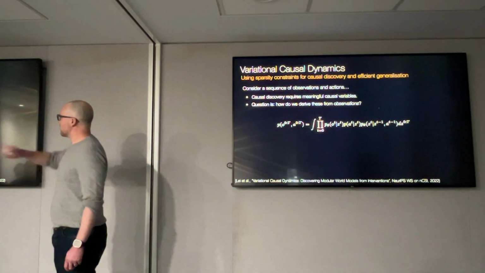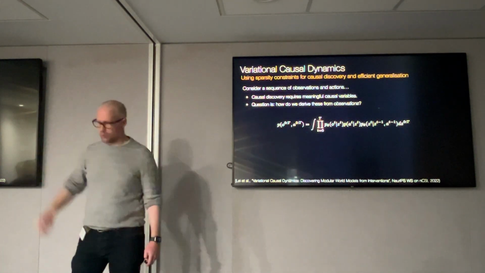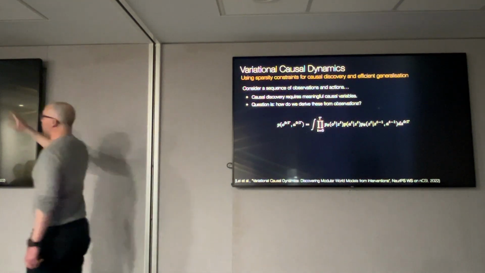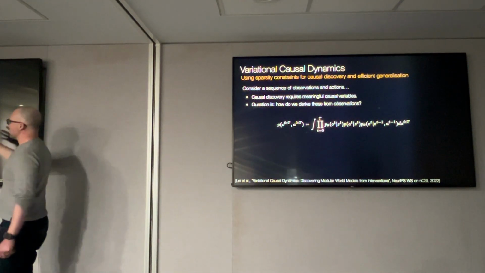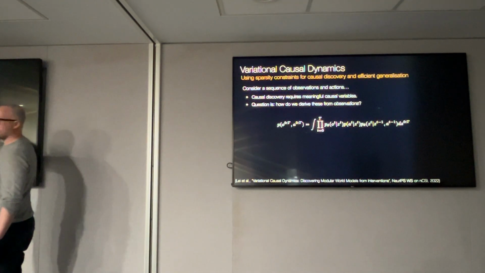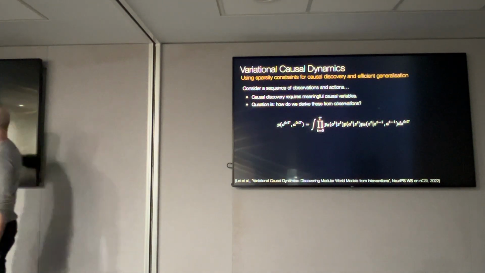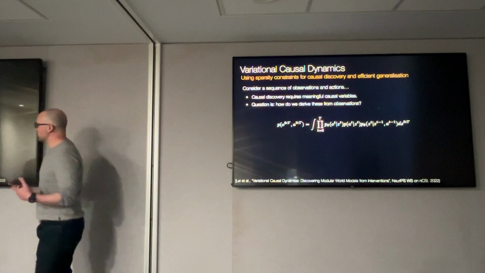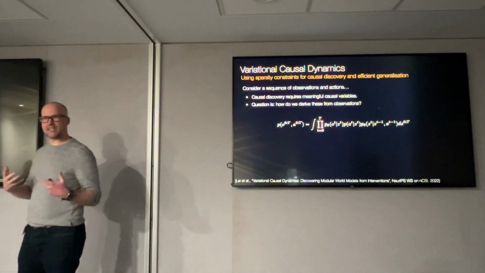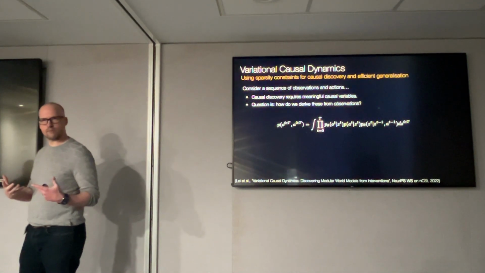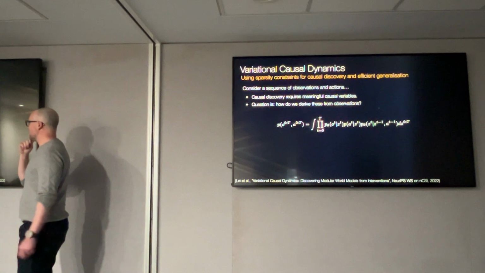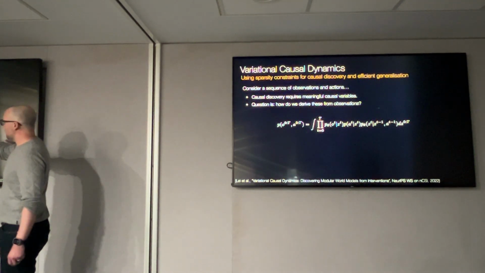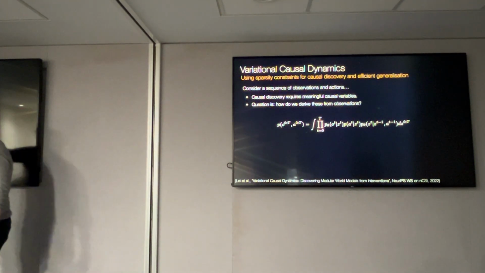So let's talk about the first one, which is VCD, variational causal dynamics. So consider a sequence of observations and actions. We already posed our main hypothesis here, which is that causal discovery requires some form of meaningful causal variables. And the question is, how do we actually get these from observations, without any additional segmentation?